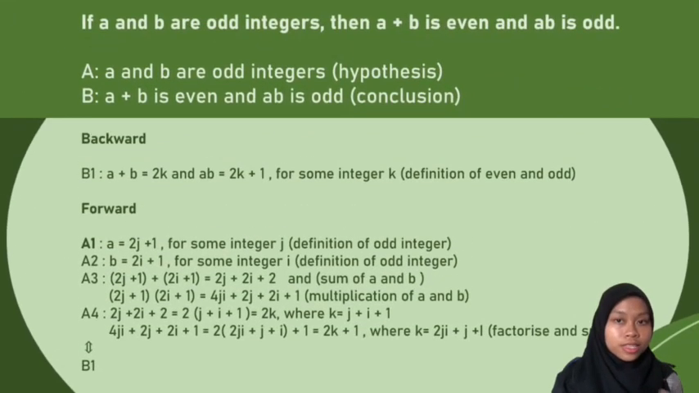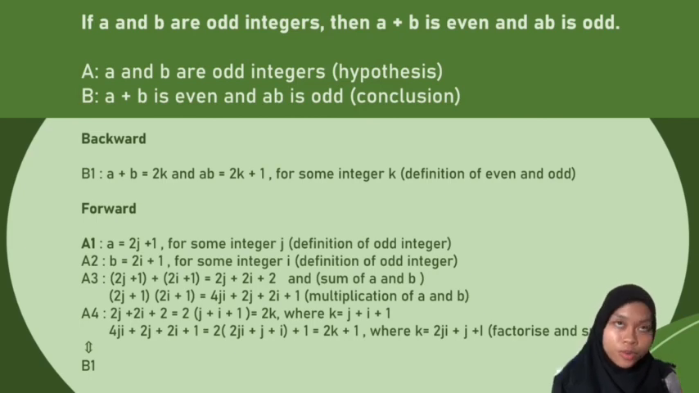Then we start writing with B1 as the backward process, and we have to write the key question of B: the definition of an even and odd number, which is A plus B equal to 2k and AB equal to 2k plus 1 for some integer k. Next, we will jump to the forward process as we don't have any key equation for B1.